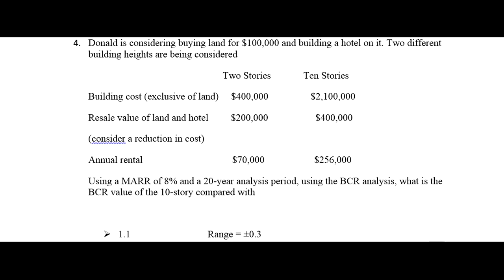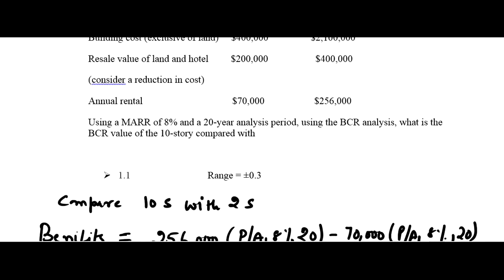I'm sorry, there is a mistake. It will be compared with the 2-story building. So again I'm saying you have to take the difference of these two cases, and BCR is benefit cost ratio, and we have to get it by calculating the difference or the comparison of these two story cases. So the answer is 1.1, and we'll see how it goes.